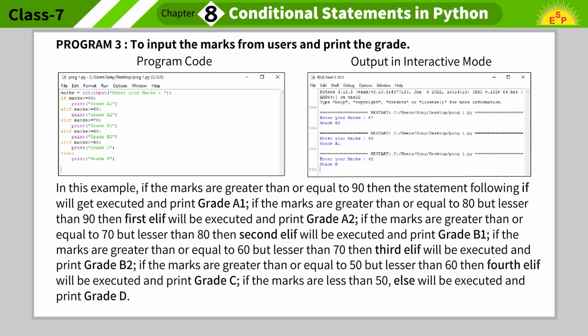If the marks are greater than or equal to 80 but lesser than 90, then first elif will be executed and print grade A2. If the marks are greater than or equal to 70 but lesser than 80, then second elif will be executed and print grade B1. If the marks are greater than or equal to 60 but lesser than 70, then third elif will be executed and print grade B2. If the marks are greater than or equal to 50 but lesser than 60, then fourth elif will be executed and print grade C. If the marks are less than 50, else will be executed and print grade D.